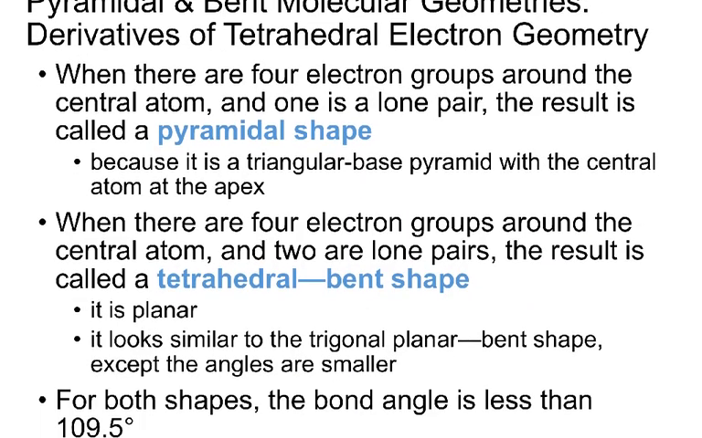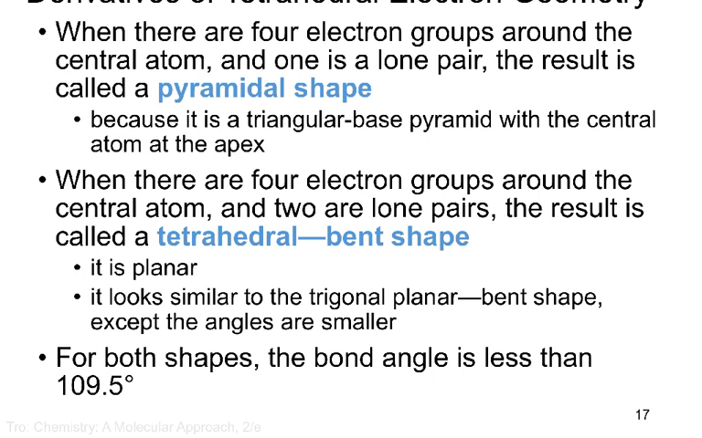When there are 4 electron groups and one of them is a lone pair, the result is a pyramidal shape. And so your example there is ammonia that we looked at a couple slides ago, where we have 3 hydrogens bound and then 1 lone pair. And in that case, our angle again was less than the 109.5 degrees that was predicted. And then when there are 4 electron groups and 2 are lone pairs, that's also called a bent shape, but in this case it's tetrahedral bent. The example there is water, and again our angle is less than 109.5 degrees.